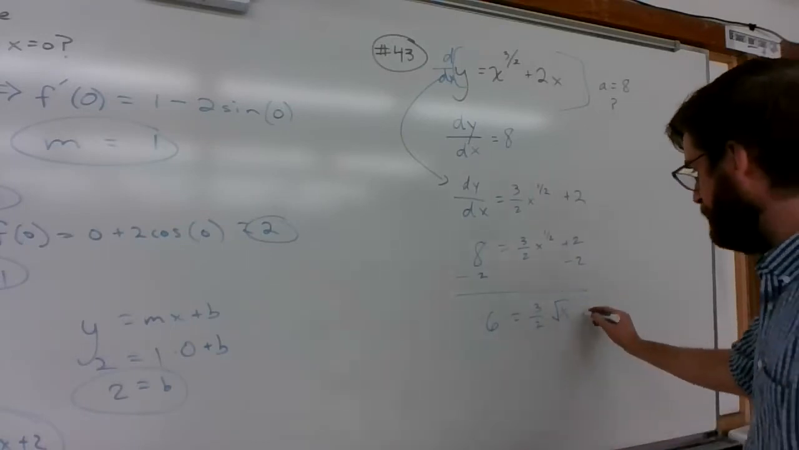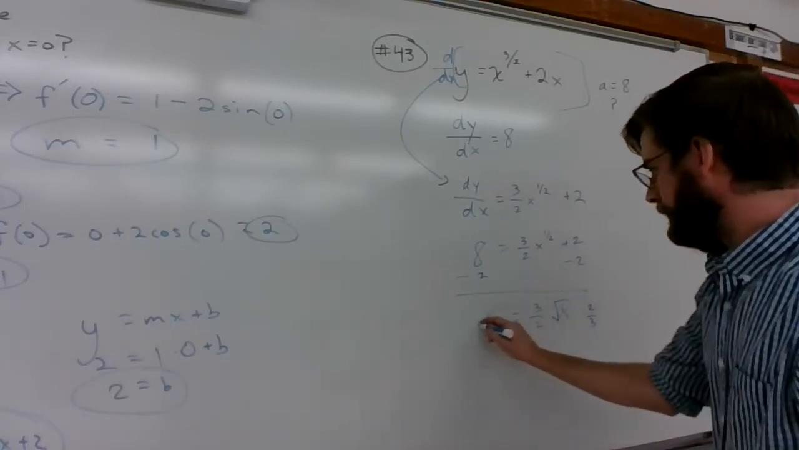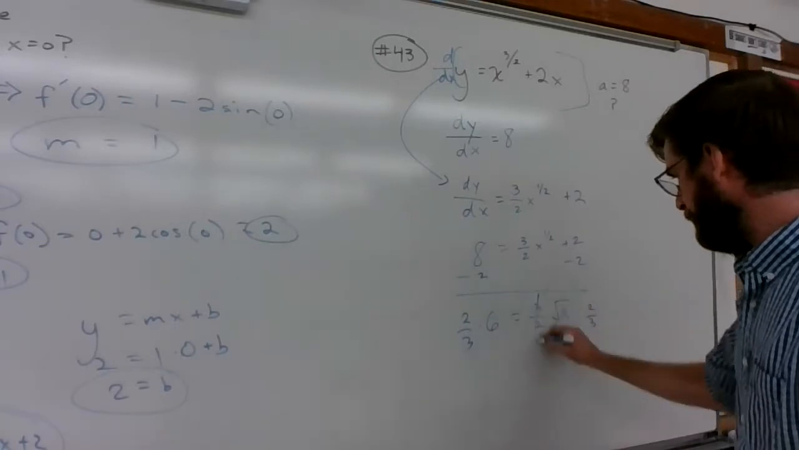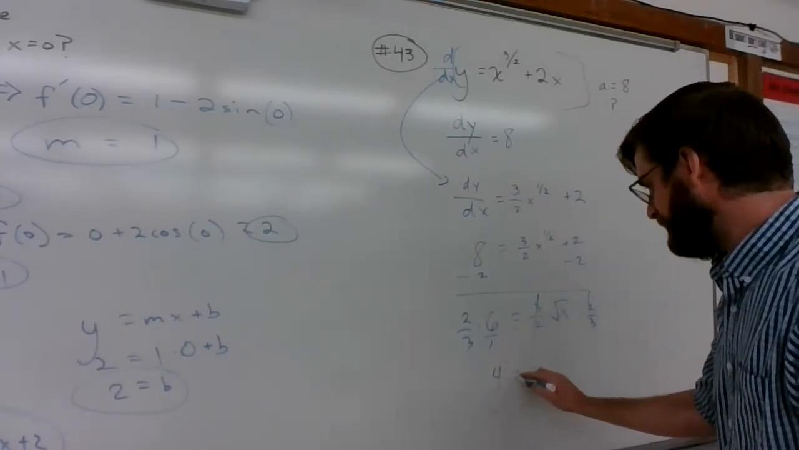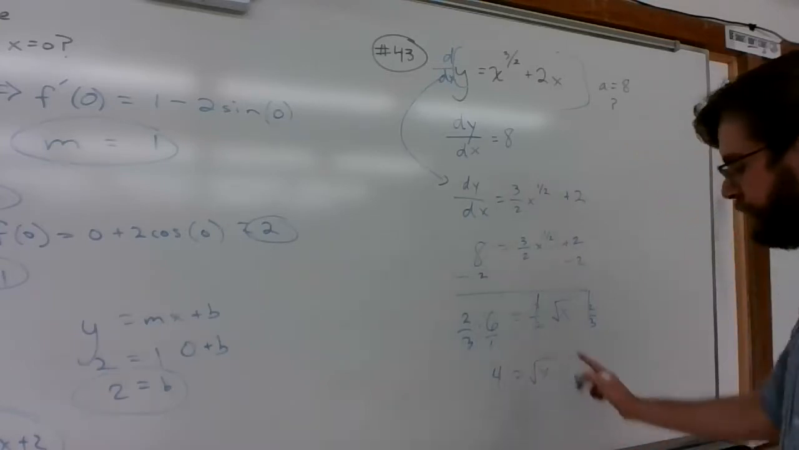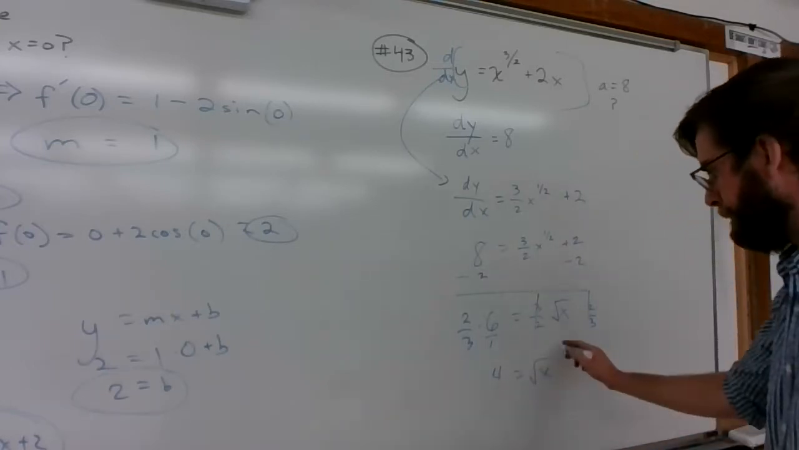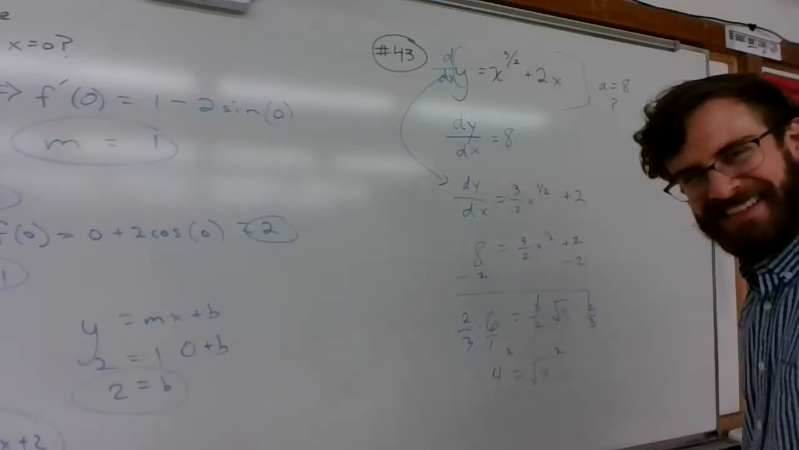I can multiply by 2/3 to get rid of the 3/2. That leaves me with 4 on the left-hand side. So where does the square root of x equal 4? Well, it's at 16.